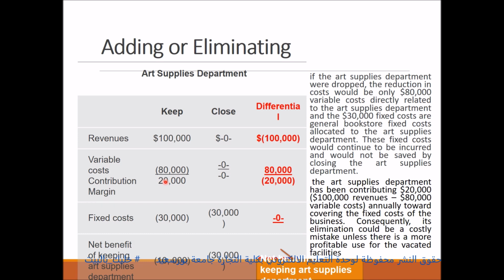Consequently, the elimination could be a costly mistake unless there is a more profitable use for the vacated facilities. So the net benefit of keeping the art supplies department is $20,000, and the decision should be not to eliminate the art supplies department because it contributes $20,000 towards covering the fixed cost of the business.